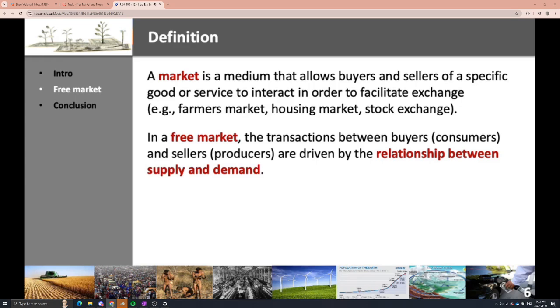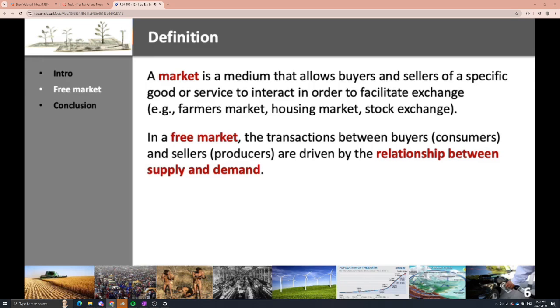Now, as we discussed before, in a free market, the transactions between buyers and sellers are driven by the relationship between supply and demand without any government intervention. Most of us have heard or have discussed the ideas of supply and demand. But the challenge is that most real markets are not completely free. There is typically some level of government control, but it is nevertheless a good model for the general characteristics of the markets in our economic system.